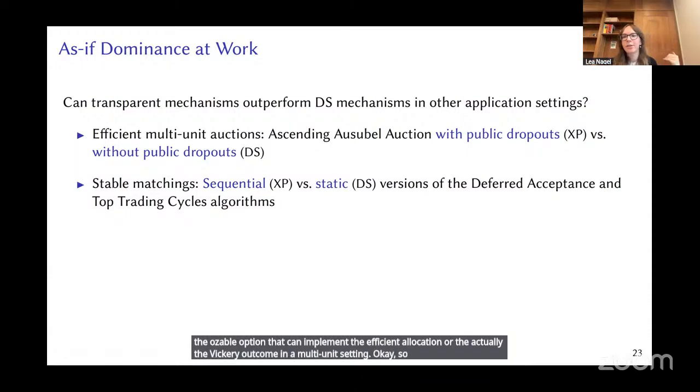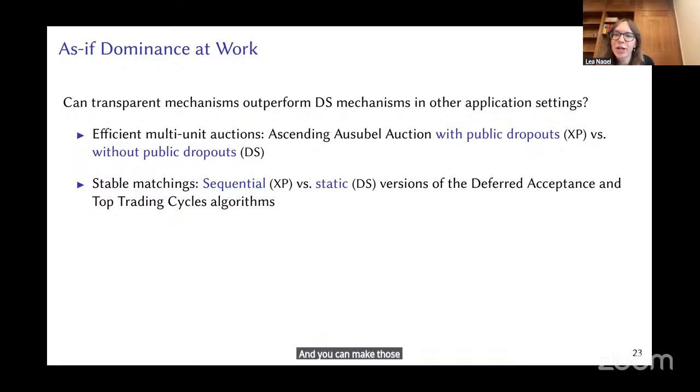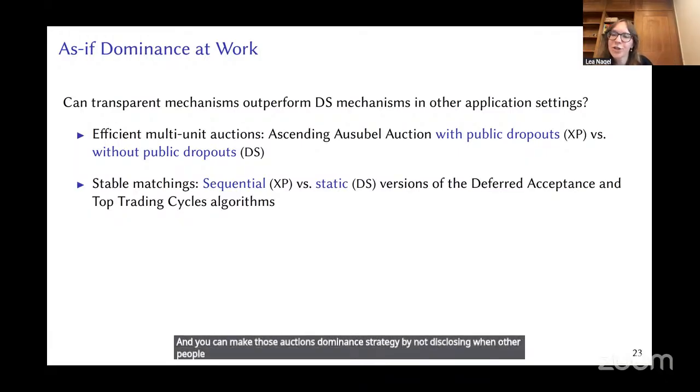Okay, so these are literally multi-unit analogs of ascending clock auctions. And you can make those auctions dominant strategy by not disclosing when other people drop out of these auctions for particular units. Or you can use an exposed incentive compatible version of this auction where you can observe when other people are dropping units from their demand.